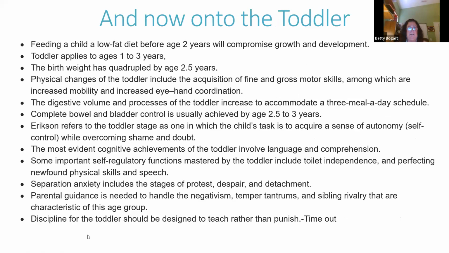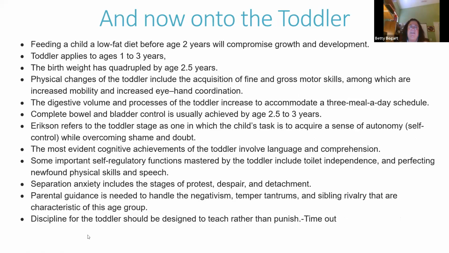Now, toddlers. Toddlers are different. These kids don't eat much. Remember, they're into everything. They want rituals. They parallel play. It's me, mine. It's all what they are, okay?